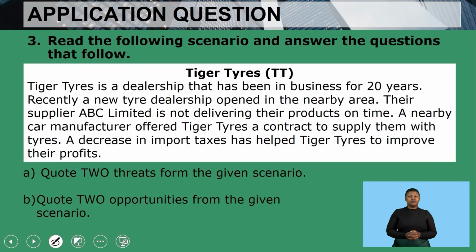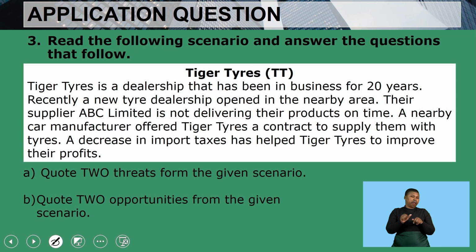So let's move on to our last application question. Of course, a scenario given, Tiger Tires. Tiger Tires is a dealership that has been in business for 20 years. Recently, a new tire dealership opened in the nearby area. Their supplier, ABC Limited, is not delivering their products on time. A nearby car manufacturer offered Tiger Tires a contract to supply them with tires.